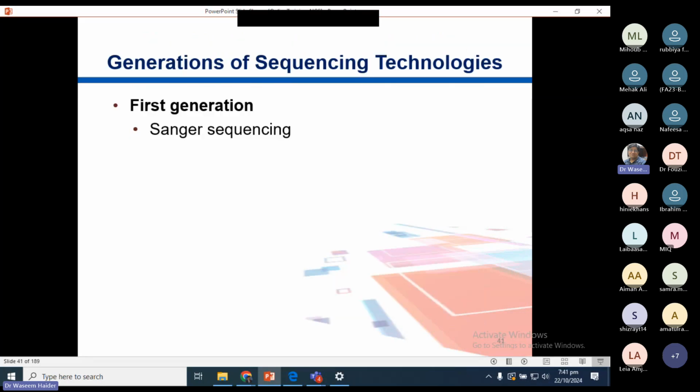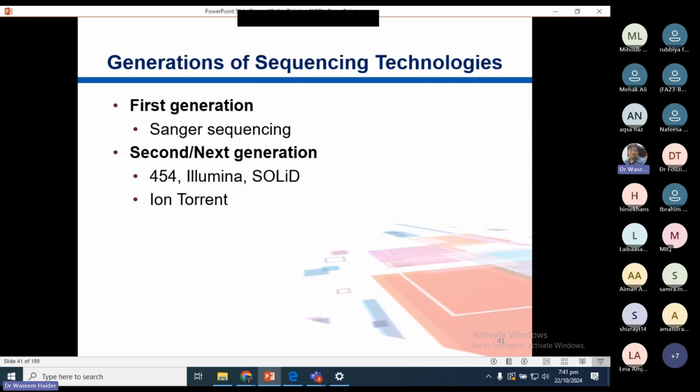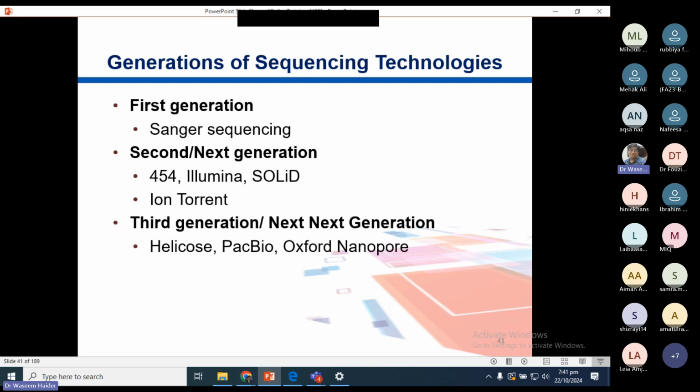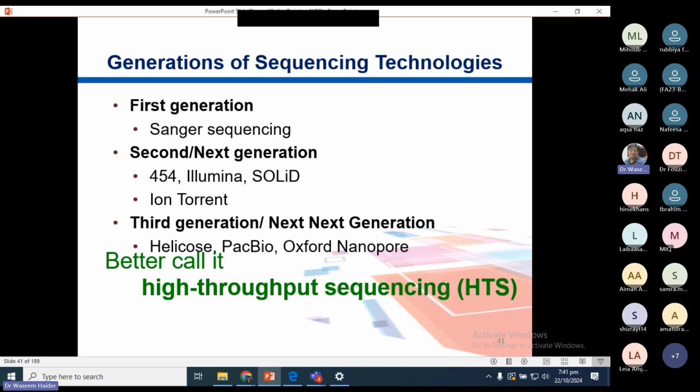Yeah. So far what we have covered: generations of sequencing technologies. First gen is Sanger sequencing, second or next is 454, Illumina, SOLiD, or Ion Torrent, and third is Helicos, PacBio, Oxford Nanopore. We should better call it high throughput sequencing rather than NGS. We should call it HTS. But obviously, NGS is more famous. It's a fancy tag as compared to HTS.